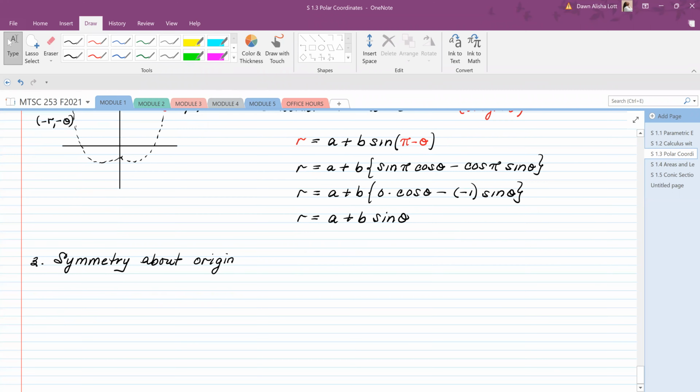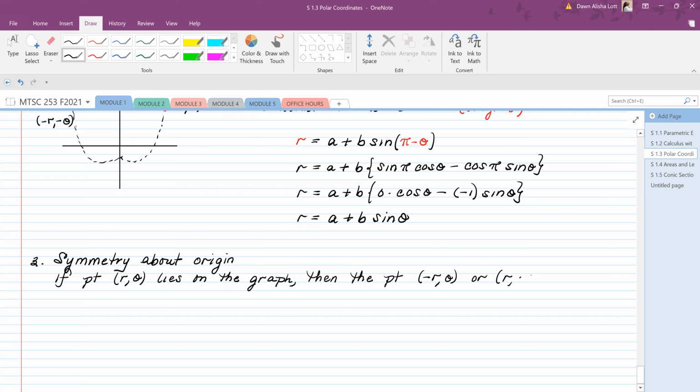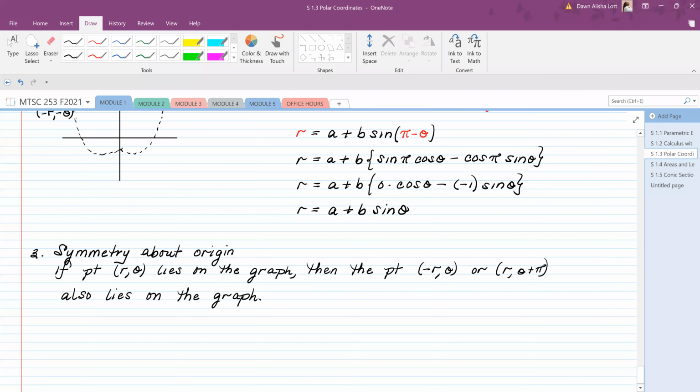Okay, and that says if the point (r, theta) lies on the graph, then the point (-r, theta) or (r, theta + pi) also lies on the graph. Okay, and so this is the third symmetry.